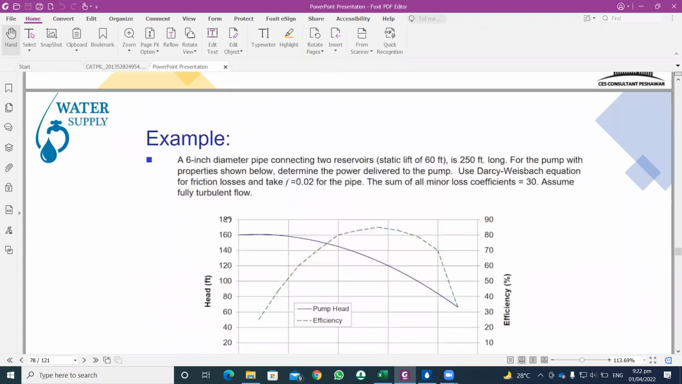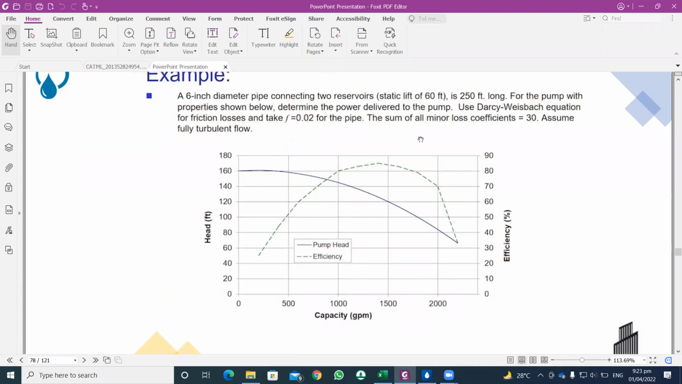So we will do some example on that. For example, a 6-inch diameter pipe connecting two reservoirs, with a static lift of 60 feet, is a 250 feet long pipe for a pump with properties shown below. So basically this is the property of a pump, the head curve and the efficiency curve. Determine the power delivered to the pump.